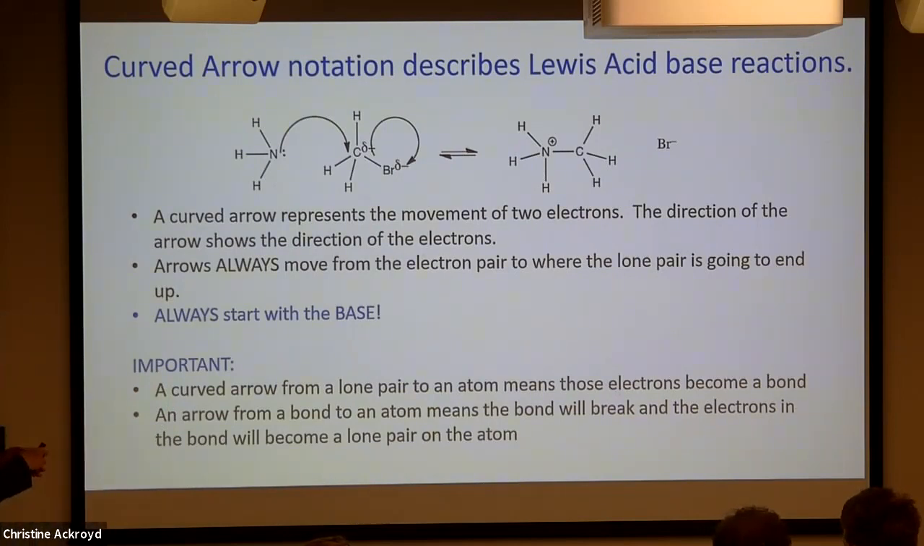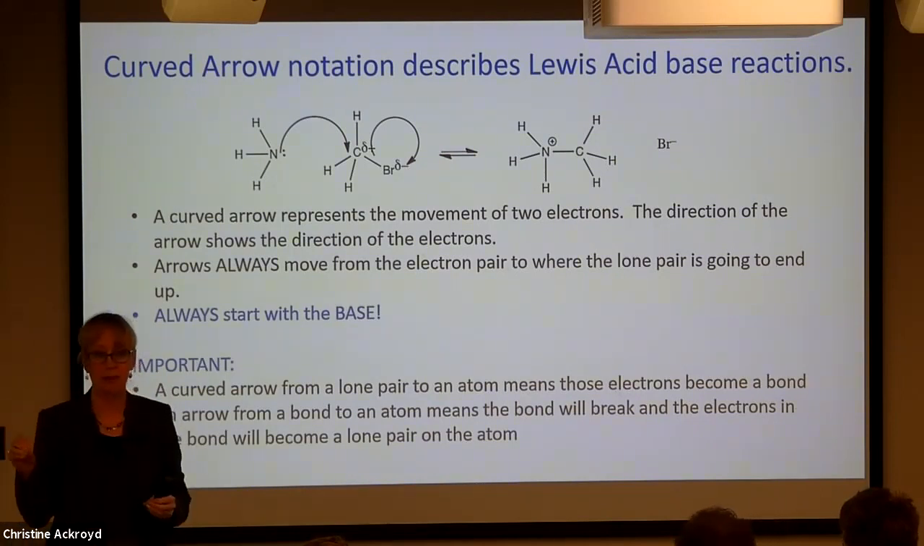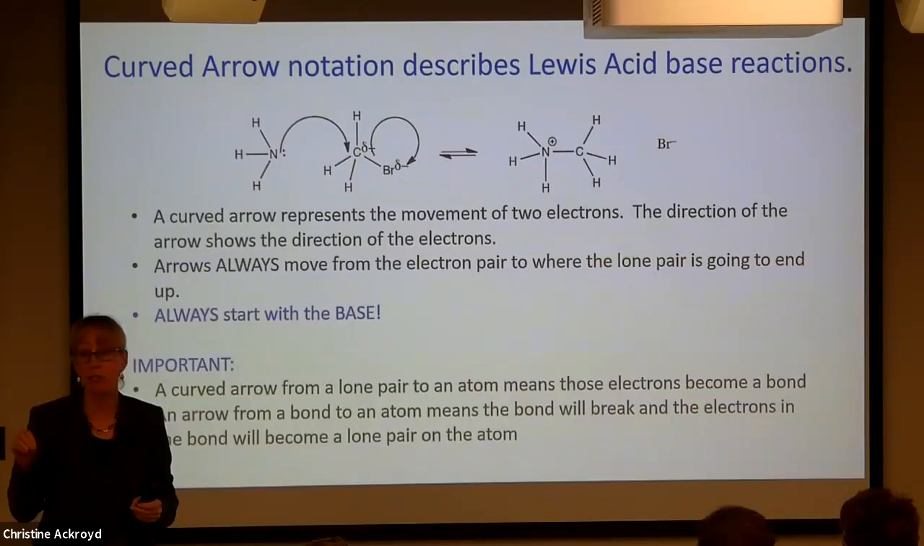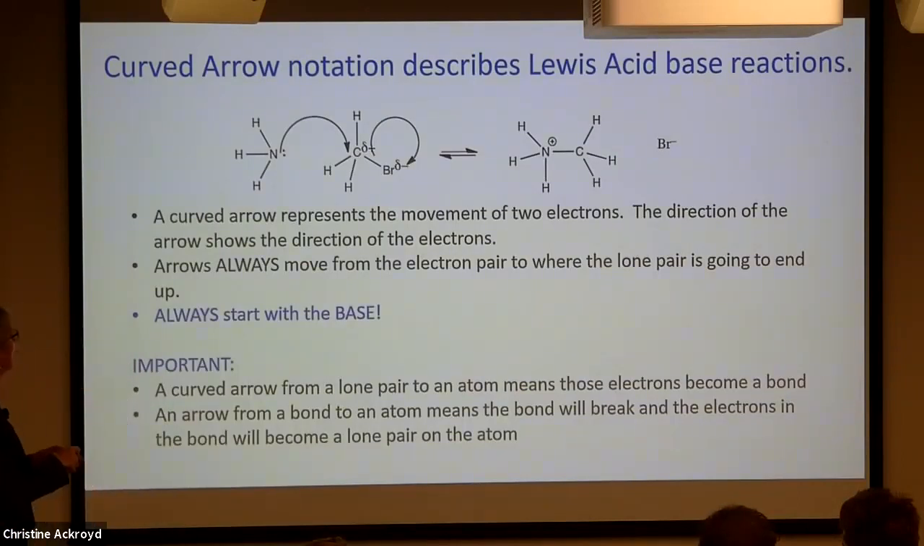Okay. So the curved arrow notation starts with the Lewis base. You take the lone pair that's going to become a bond, and you draw the curved arrow starting with the lone pair that's going to become the bond. Point the arrow to the atom that it's going to make the bond to. So this arrow here means this lone pair becomes a bond to the carbon.